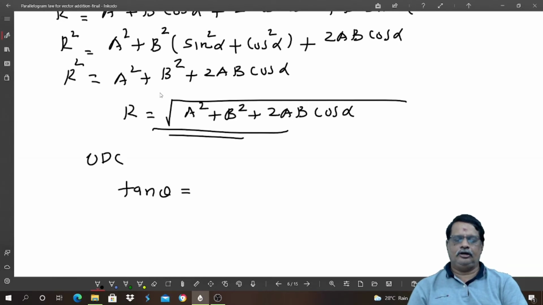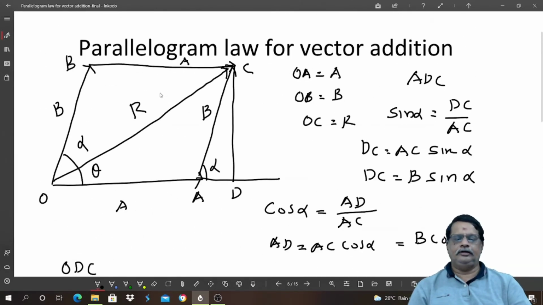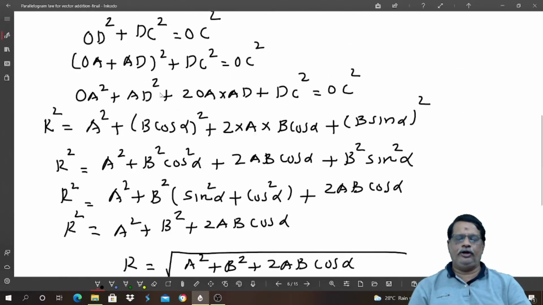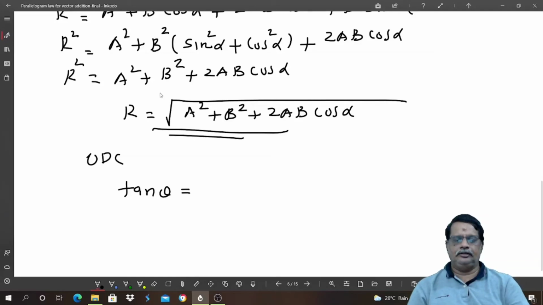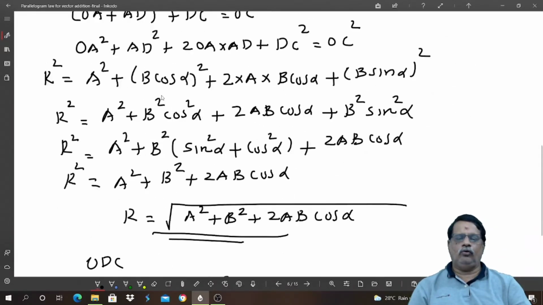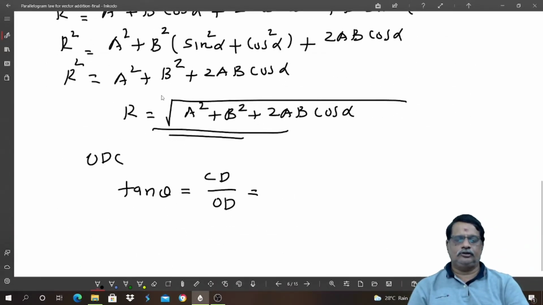Now what is tan theta? Tan theta is opposite side by adjacent side, CD divided by OD. So tan theta is CD by OD. And what is OD? OD, as we all know, is OA plus AD. So this is equal to CD by OA plus AD.